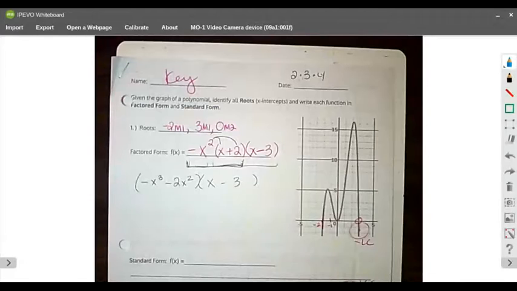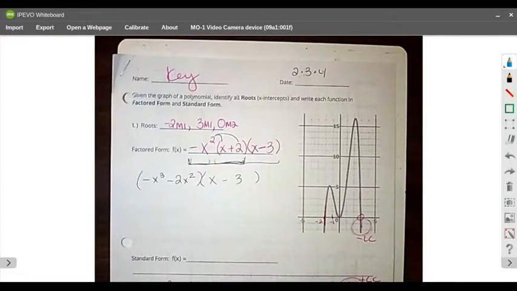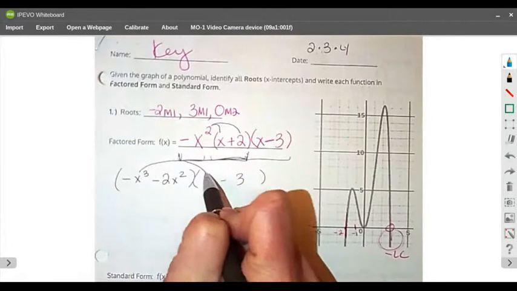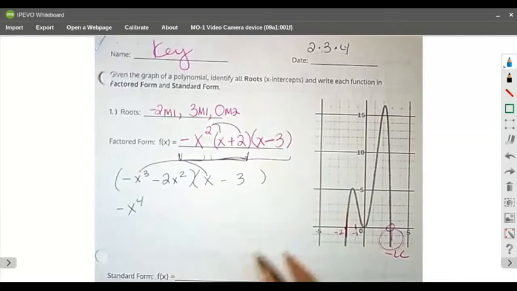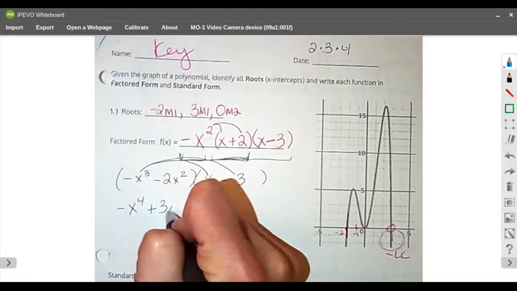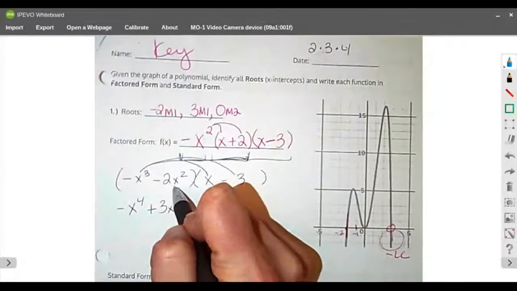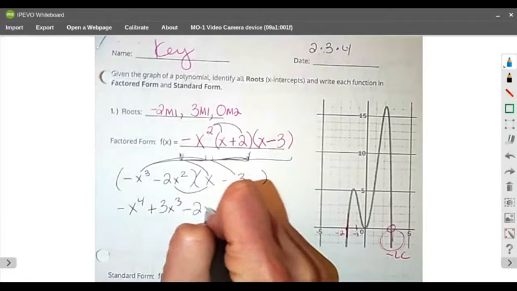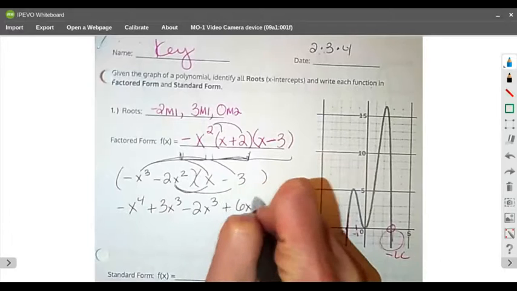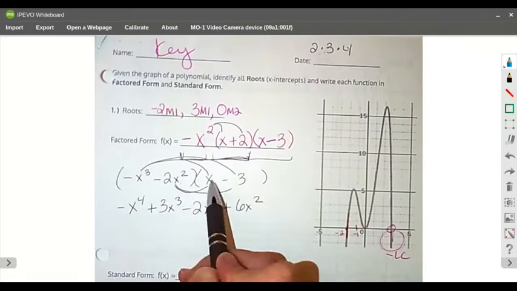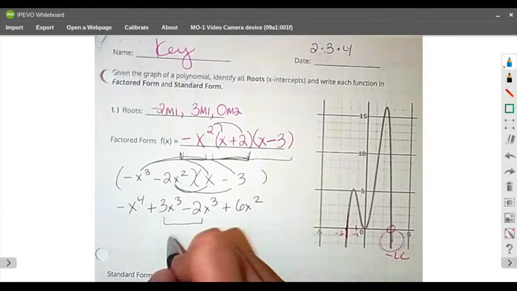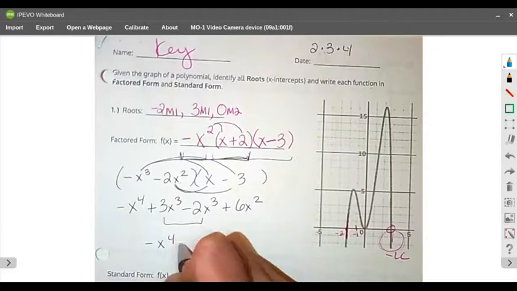Now, when you have two binomials, remember you have to think of it as foiling or double distributing, either way. I'm going to multiply negative x to the third times x, which is going to be negative x to the fourth. Negative x to the third times negative 3 is going to be positive 3x to the third. Now I have to do negative 2x squared times x, which is negative 2x to the third. And then negative 2x squared times negative 3 is going to be positive 6x squared. Remember, when we multiply with variables, we add the exponents. So then we have this, and we just want to combine any like terms, which are these.